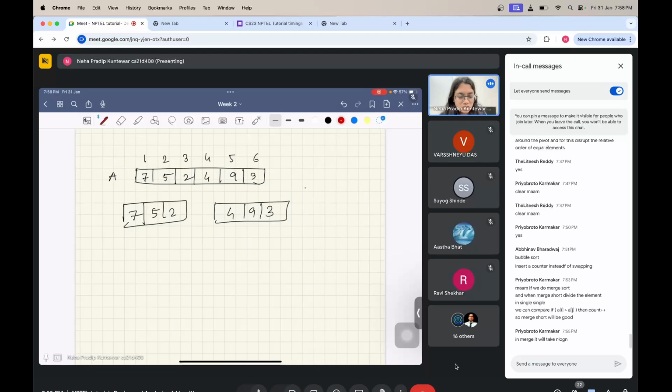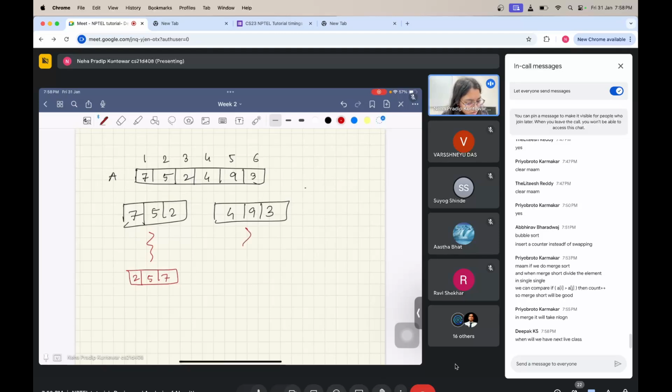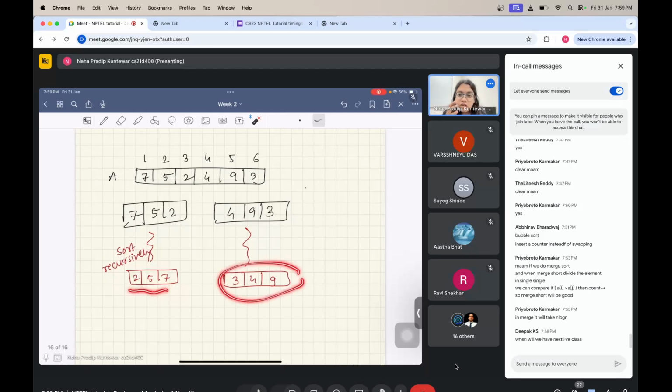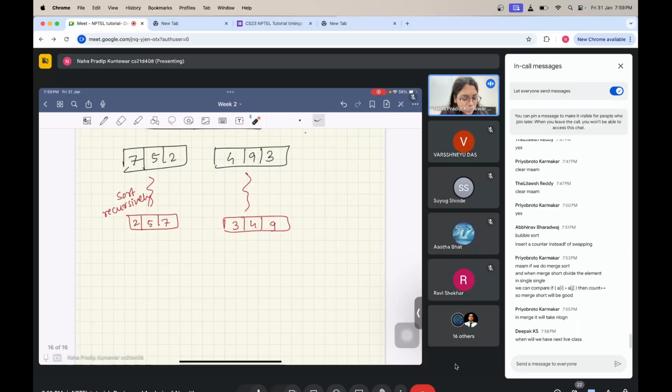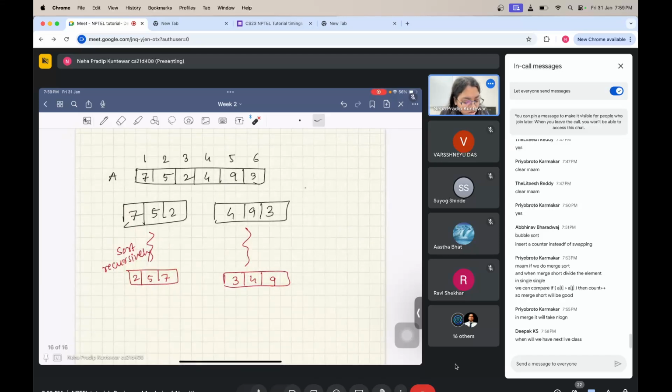I'm not going through the steps of the algorithm, but let's say it's going to sort it to this, and it's going to sort it to 3, 4, 9. Right now I'll ask a simpler question first, then we will see how merge sort gives you the number of inversions. Let's say I give you two sorted arrays. Here you have this array and you have this array. Now I want to count the number of inversions that are there across these.